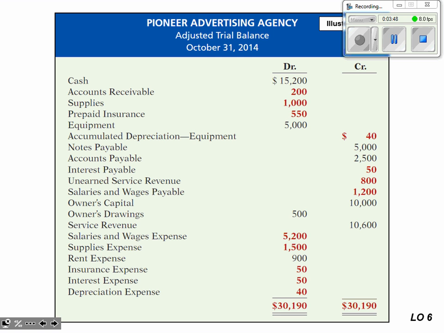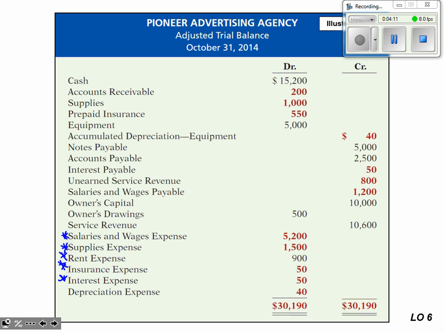Here's what an adjusted trial balance looks like. It looks identical from a formatting perspective to a regular trial balance. It's just that we've got some new accounts. Before we didn't have salaries and wages expense or rent, supplies expense or rent expense or insurance expense or interest expense. We didn't have those because we hadn't done adjusting entries yet.